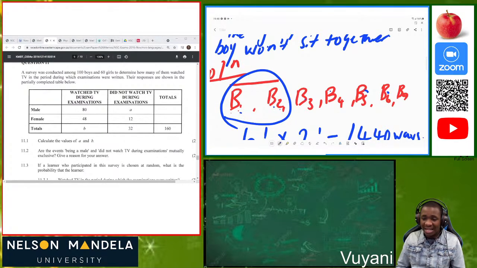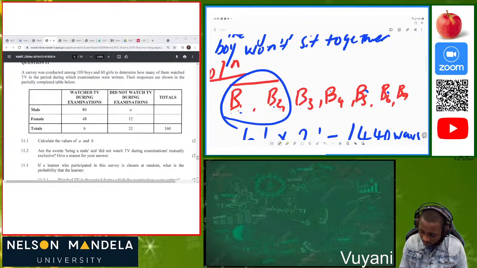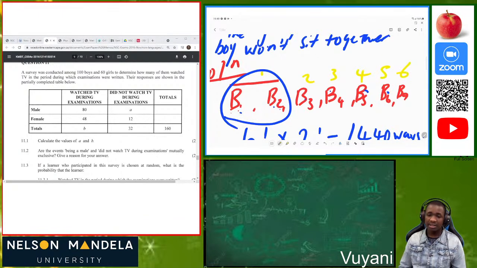Now we say that these two, the younger one and the older one, we will treat them as 1 because they will be sitting next to each other. We will treat them as 1 person. Then we count. When we were counting, we said it's 1, 2, 3, 4, 5, and 6.